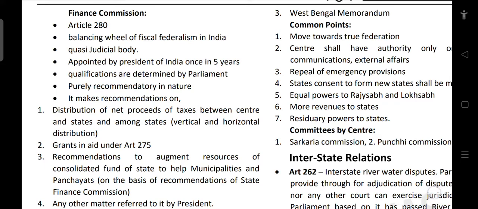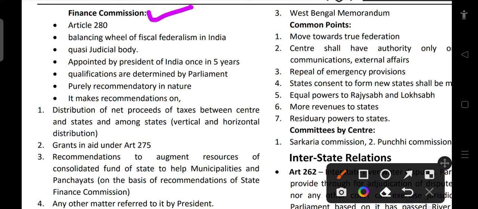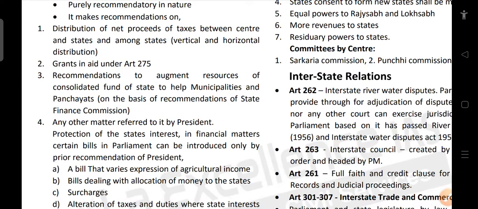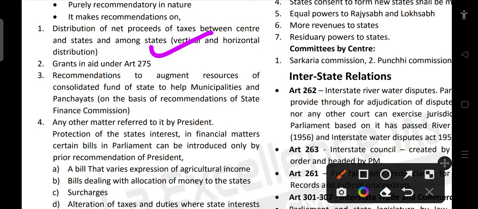Now we'll also study about the Finance Commission. So Finance Commission is constituted under Article 280. It is a balancing wheel of fiscal federalism in India. It is a quasi-judicial body appointed by the President of India once in 5 years. Qualification are not mentioned in Constitution, whereas it is determined by the Parliament. It is purely recommendatory in nature and it makes recommendation on various areas. Distribution of net proceeds of taxes between center and state, among states. That is, it talks about both the vertical and horizontal distribution of tax money collected.